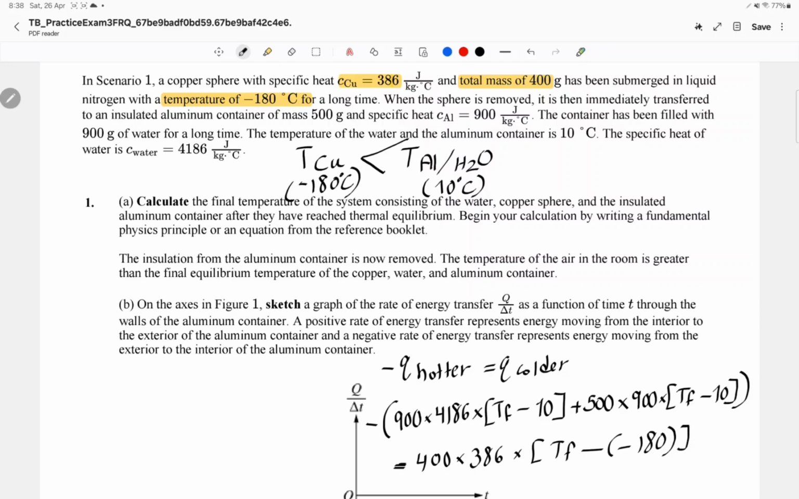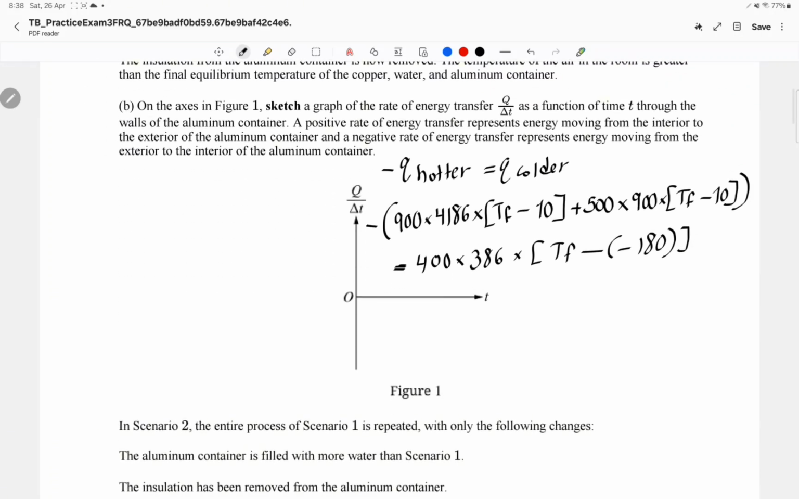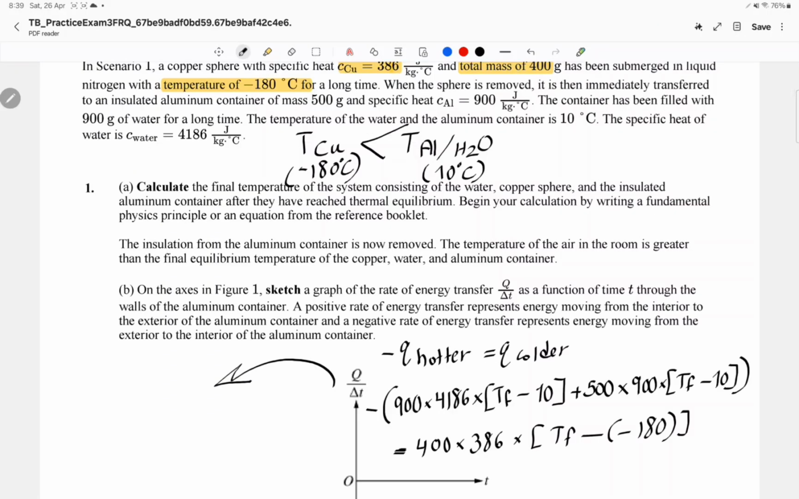All right, so now it's time to do some math. Let's take care of the top part at least. We have to be careful here: the C is given to us in kilograms, but the mass is given in grams. So convert every gram you have into a kilogram. This becomes 0.9, this becomes 0.5, and this becomes 0.4. Now I'll do the math. So here we got minus 6.4. I got a very large number.